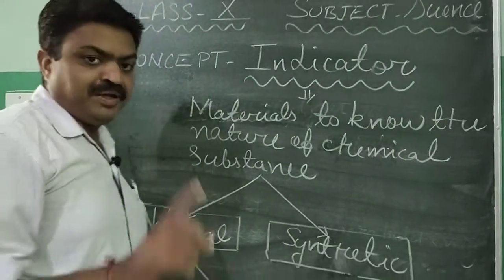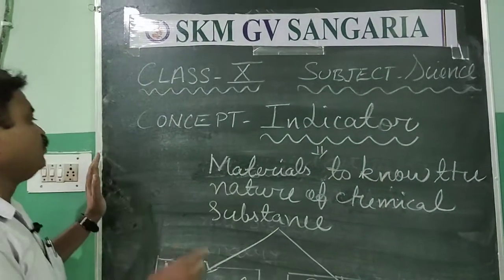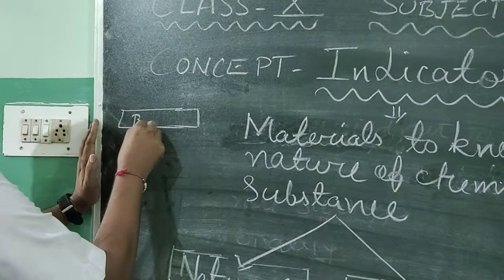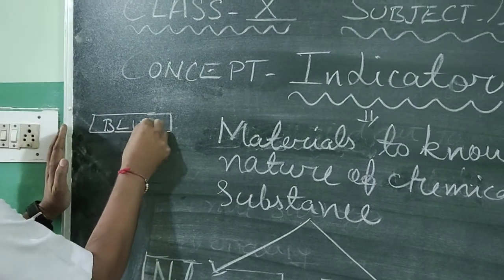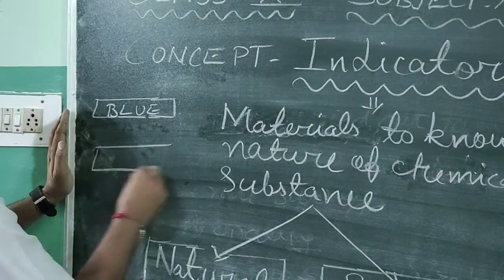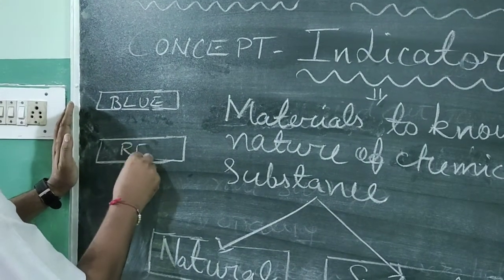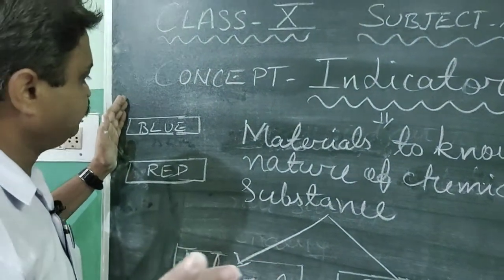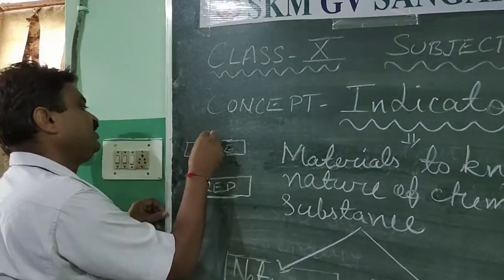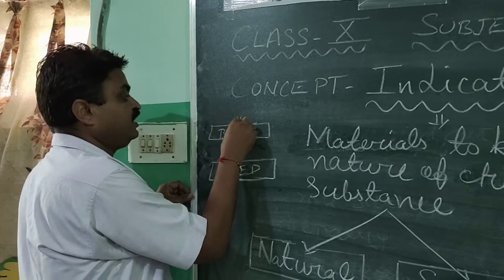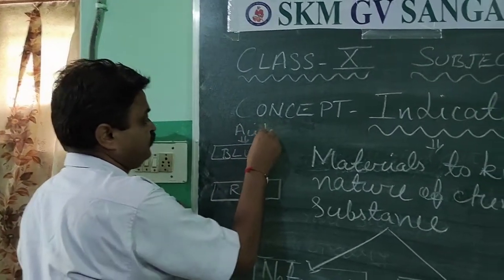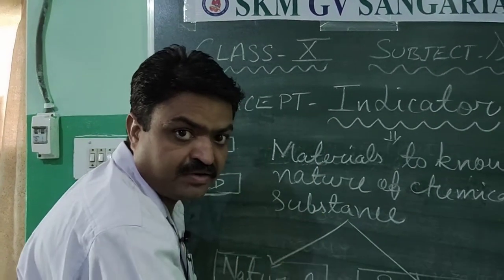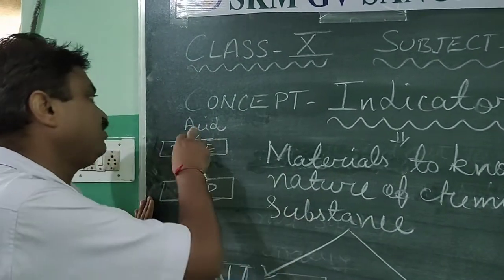Now the litmus paper. There are two types of litmus paper, students: blue litmus paper and red litmus paper. With the help of the blue litmus paper, we can know the nature of acid, because this blue litmus paper is turned into red in the presence of acid.